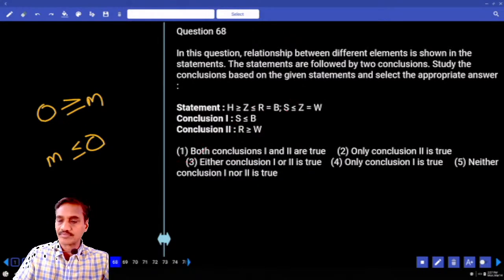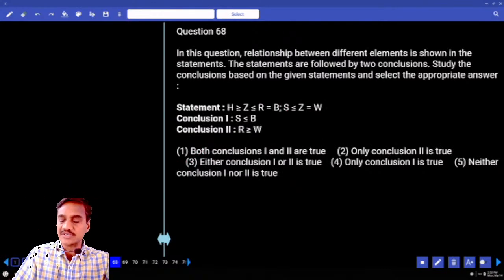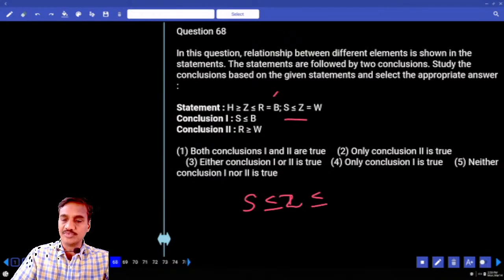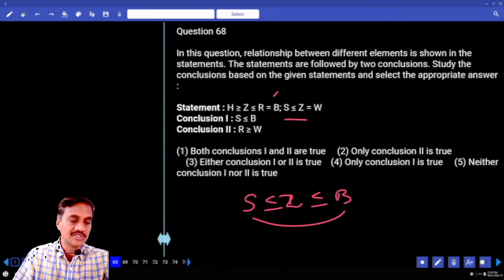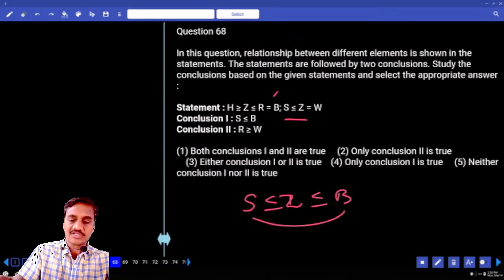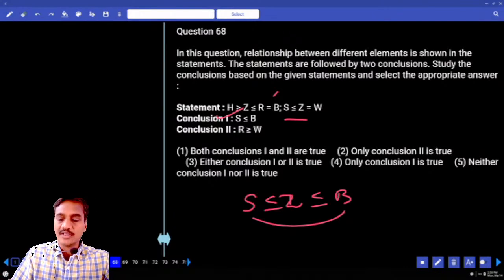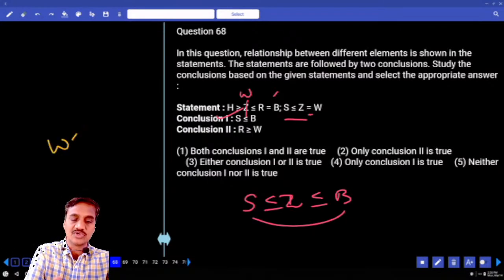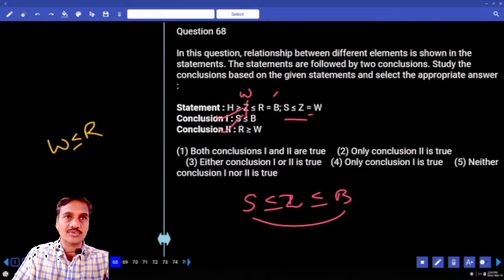Then 68. In this 68, the relation between S and B. B is here and S is here. Which element is common? Z is common. As Z is common, S is lesser than or equals to Z, isn't it? And Z is lesser than or equals to B. Hence between S and B, which symbol is common here? Lesser than or equals to. Hence S is lesser than or equals to B, definitely 2. Then coming to the next one, R and W. R is here, W is here. In the place of Z, take it as W. W is lesser than or equals to R, that means R is greater than or equals to W. Hence both 1 and 2 follow. Hence choice 1, question number 68.